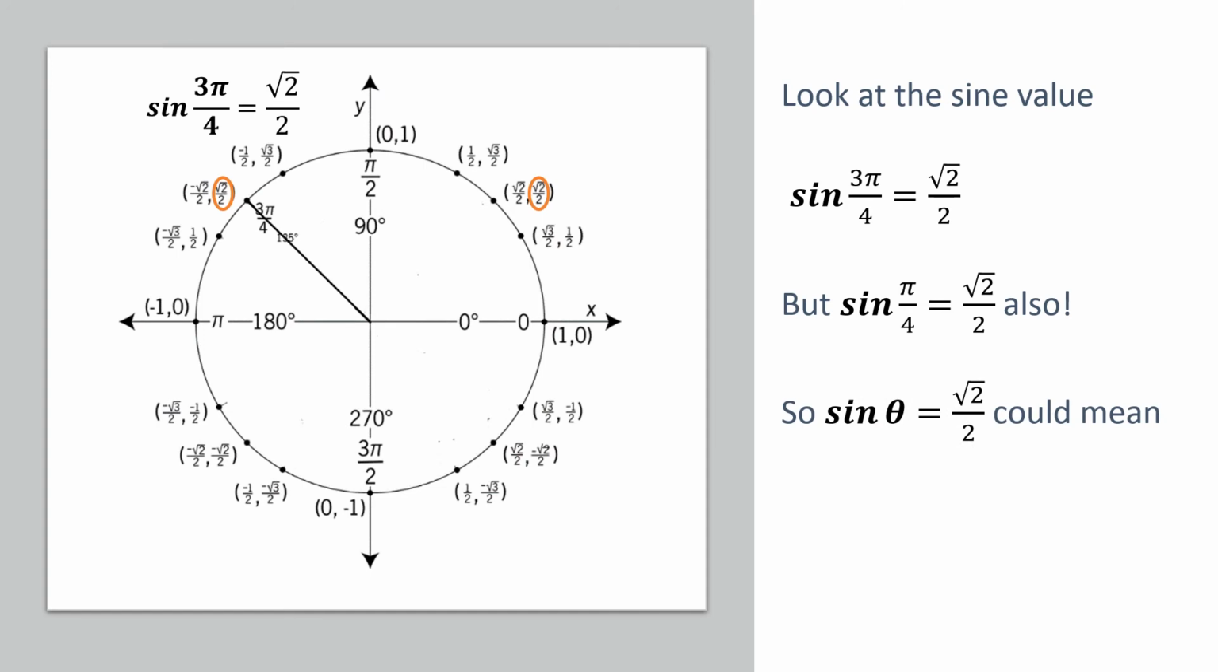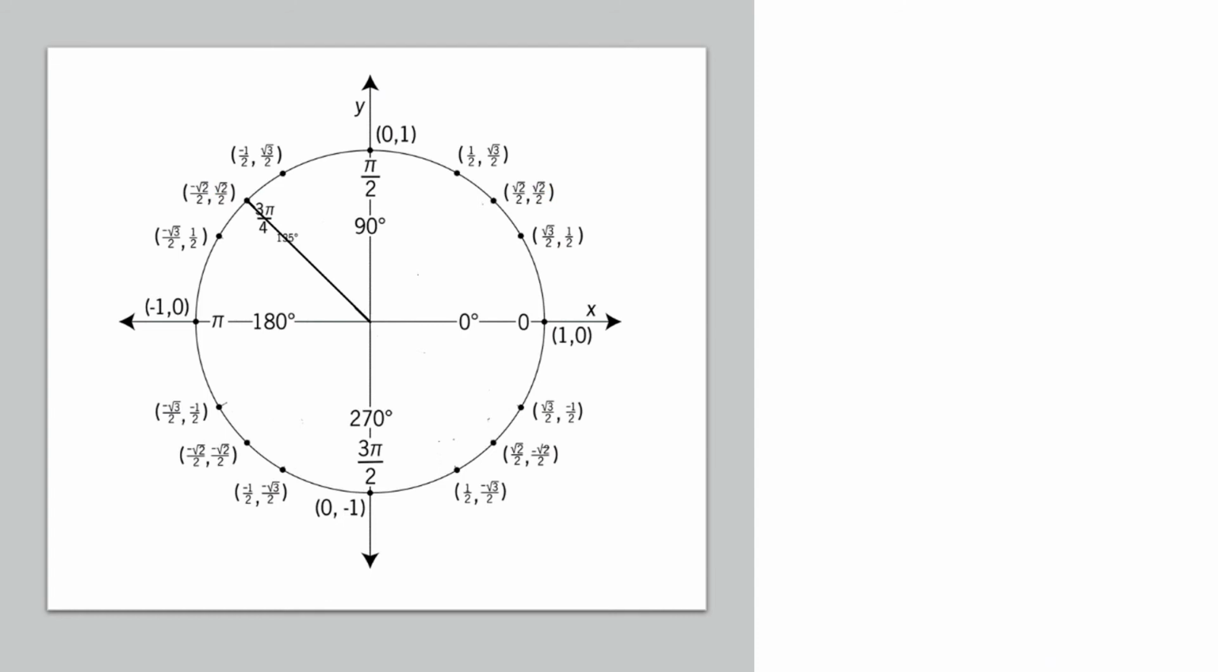So having a sine value of sine theta equals square root of 2 over 2 could mean that theta is pi over 4 or 3 pi over 4. And either one would give us the right answer. What if you went all the way around the circle, 2 pi? You can add 2 pi to either of these angles and you would still get the same answer. So there's actually an infinite number of possible solutions to this problem.